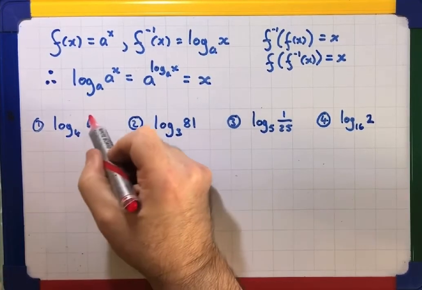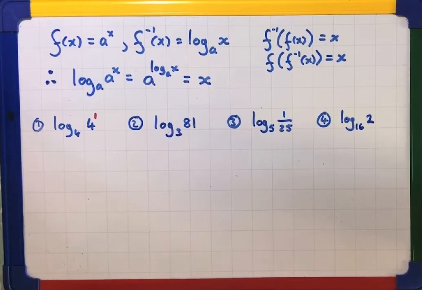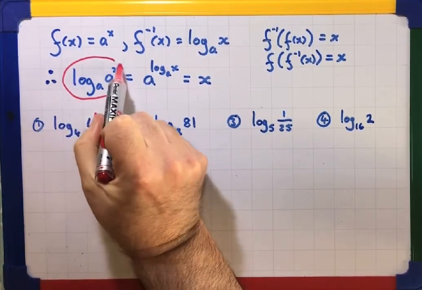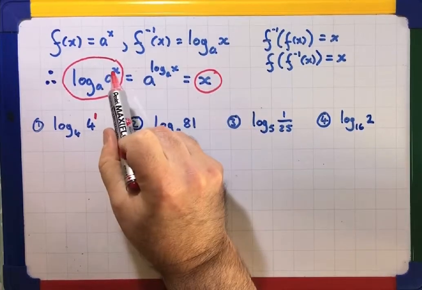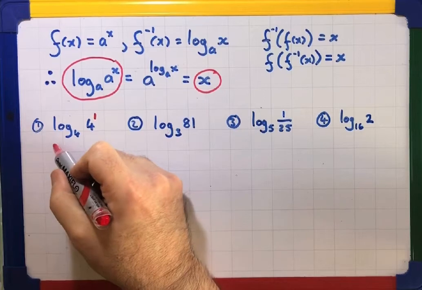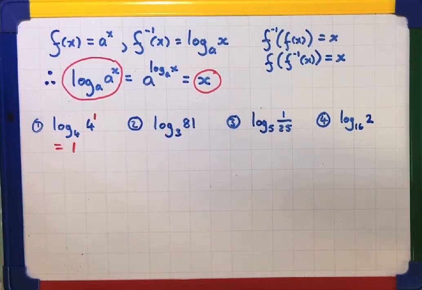What helps with this is if you remember that 4 is 4 to the power 1. So remember we're using that. It just takes me back to what the power was. And the power here is 1. So that's just equal to 1.